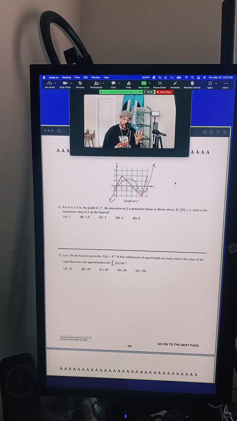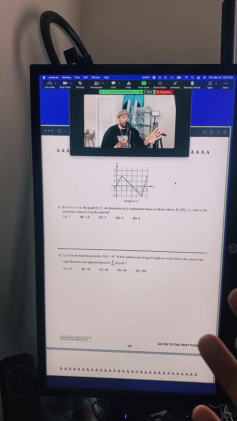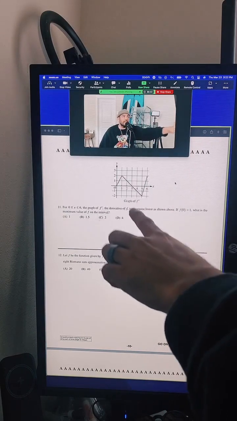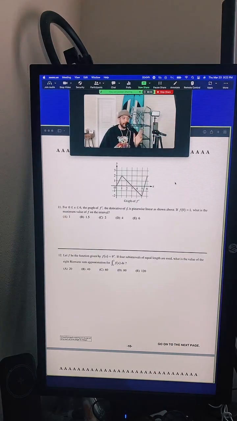So here's what you've got to do, all right? We're first going to test, because it looks like the function increases all the way to 3. So we're going to go ahead and test that. We're going to do the integral from 0 to 3 of this function.